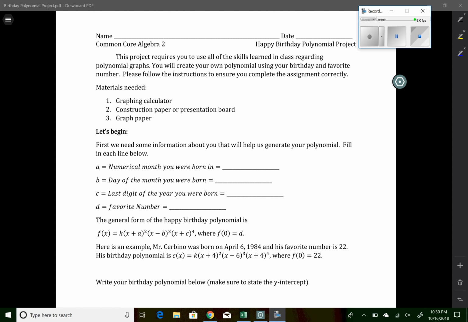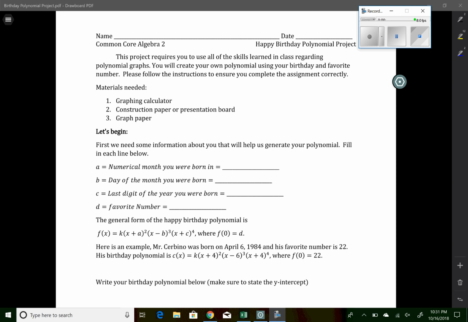So the first thing we have to do is create our polynomial. Everybody's polynomial should be different, right? Everybody has either a different birthday, or even if you have the same birthday, the chances of you having the same birthday and the same favorite number are slim. So you're going to have some different stuff going on here, but the core premise of what we're doing is the same. Essentially, a lot of the steps are going to be the same.